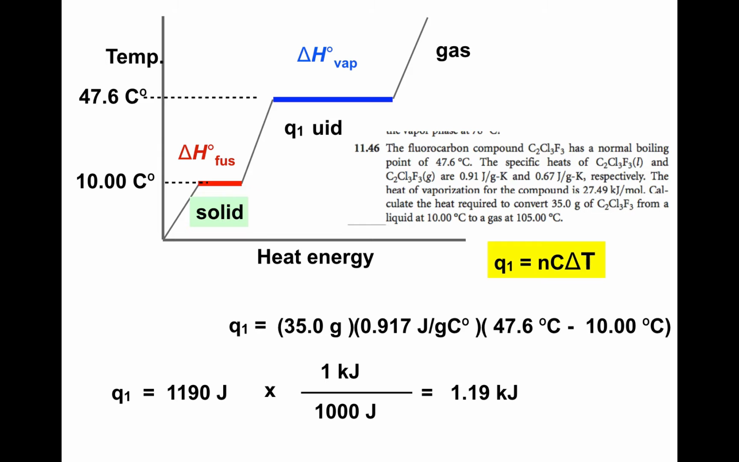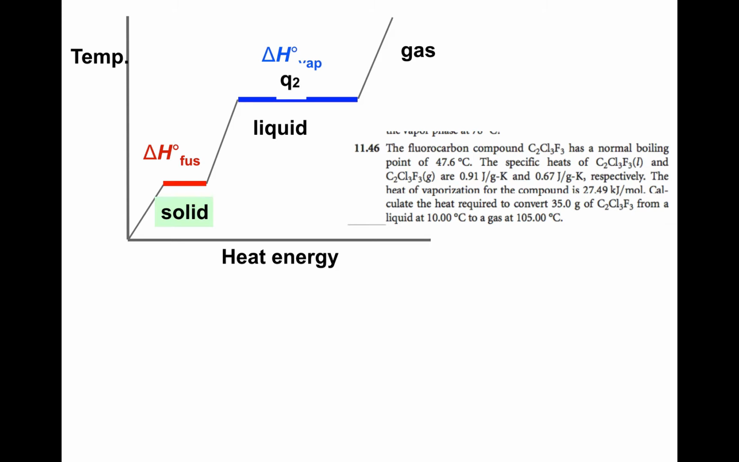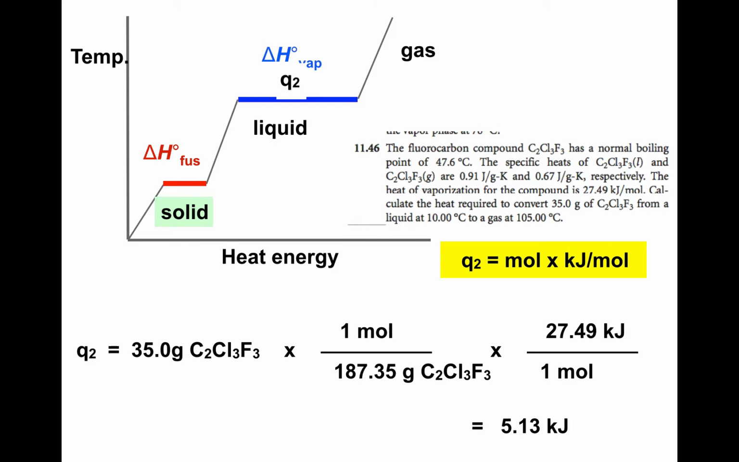All right, now calculate the heat required to go from the liquid phase to the gas phase, right? So this is using heat of vaporization. So for Q2, I need to know how many moles of substance I have. Multiply moles by kilojoules per mole, right? The heat of vaporization, in order to convert to kilojoules. So I have way less than a mole, right? So I have way less than the 27.49 kilojoules required to convert this amount to kilojoules. So this is Q2, 5.13 kilojoules required.